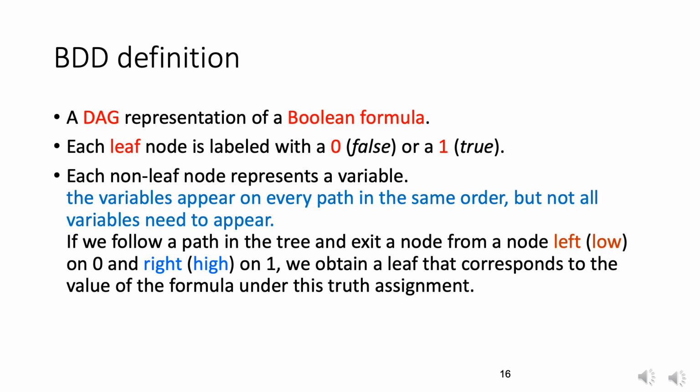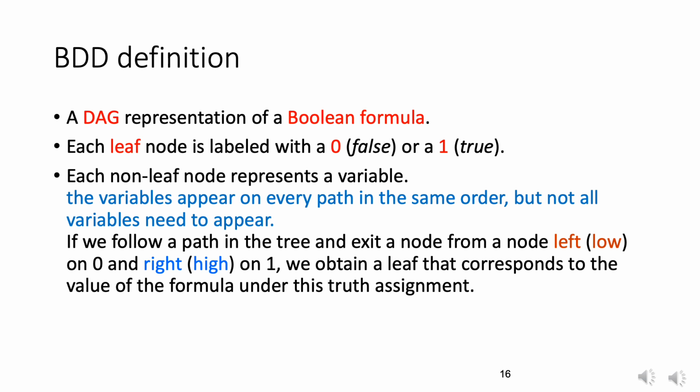So let's recap. A BDD is a directed acyclic graph representation of a Boolean formula. Each leaf is labeled with either a 0 or a 1. Each non-leaf node represents a variable. The variables appear on every path according to the same order, although not all the variables need to appear in every path. If we exit a node that is labeled with some variable in the left red dashed edge, then that variable is assigned a 0.